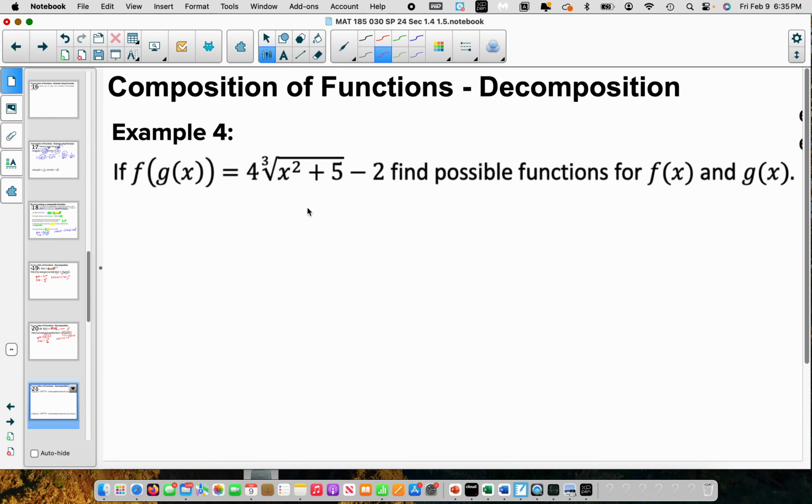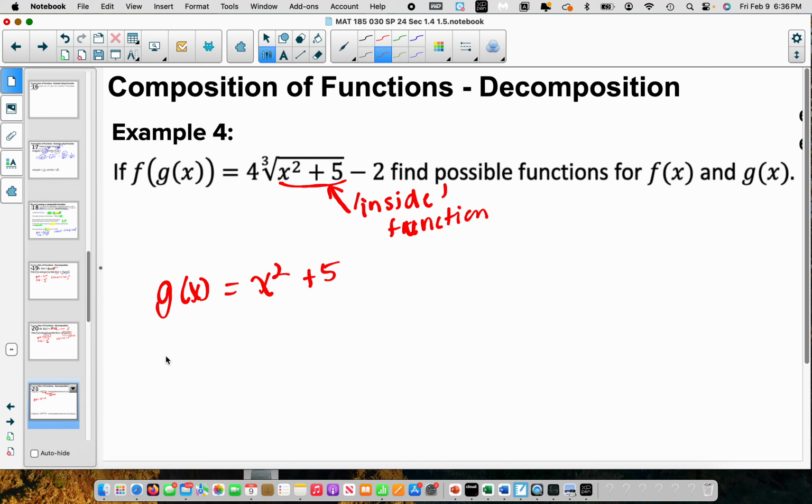And my last example here is that when you have something under a radical sign, the thing under the radical sign most often is the inside function. So we would say that g of x is equal to x squared plus 5. I would say f of x is equal to this whole outside part here, 4 times the cube root of x minus 2.